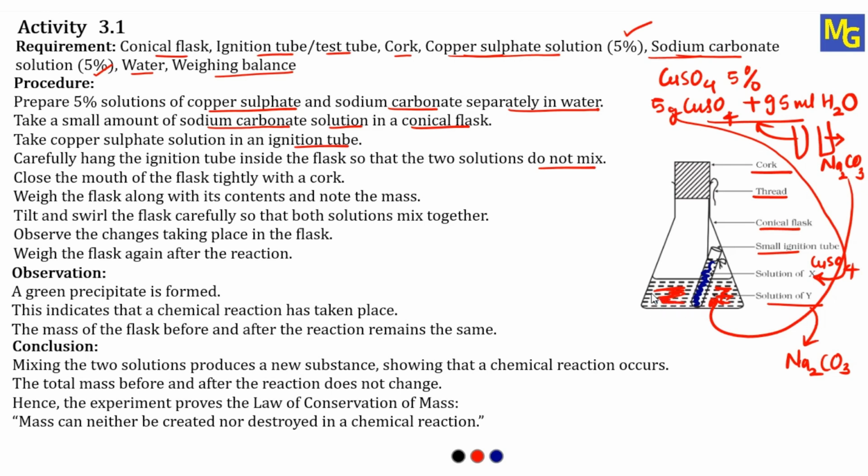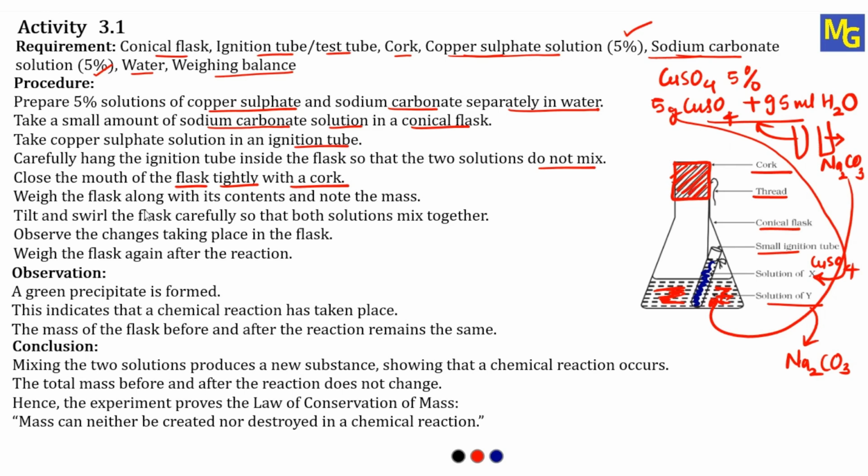So sodium carbonate in the conical flask, copper sulfate in the ignition tube. Both solutions should not mix at the starting. Remember, these solutions should not be mixed. Now, close the mouth of the flask tightly with the cork. So here the conical flask is fixed with the help of a cork, so that the chemicals or the gas formed should not go outside. So here there is a cork.